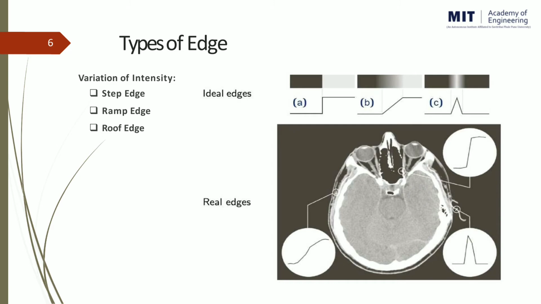Types of edge detection. There are three types. First one is step edge, second one is ramp edge, and third one is roof edge. The figure shows a medical field related example. This is a human skull in which all three edges are needed. All three edges are useful. A shows the step edge, B shows the ramp edge, and C shows the roof edge.